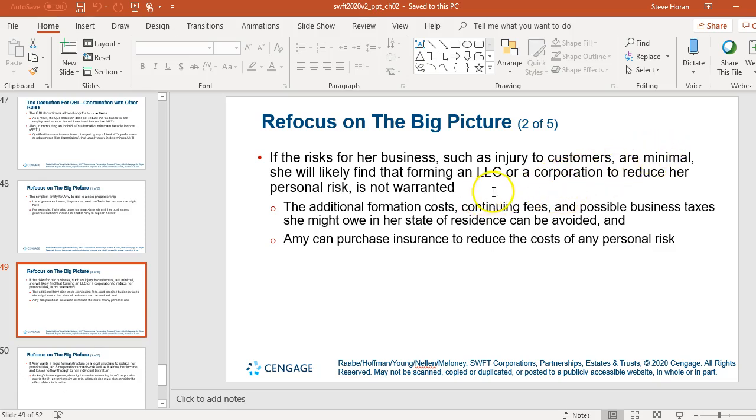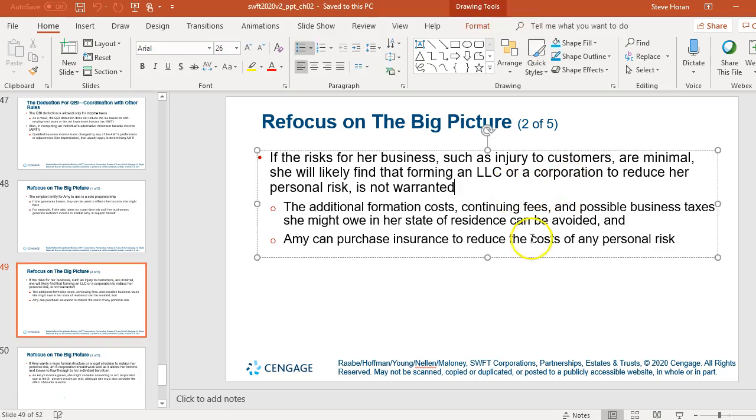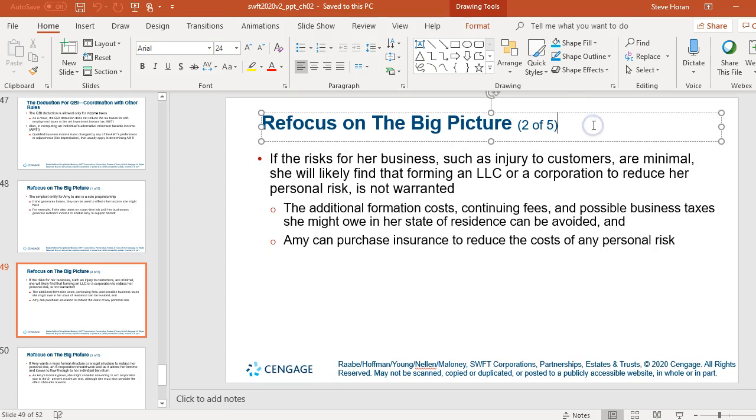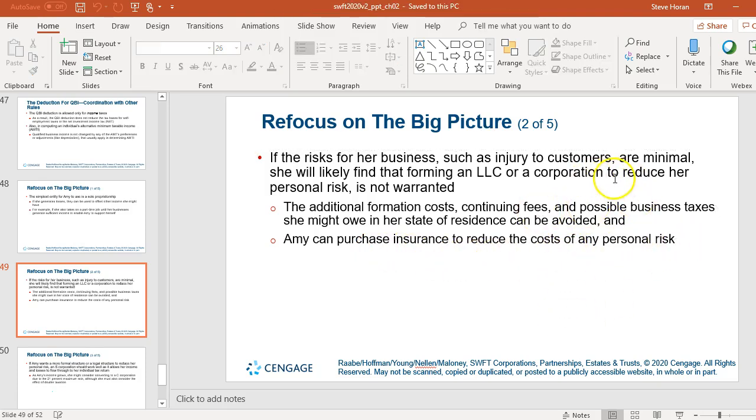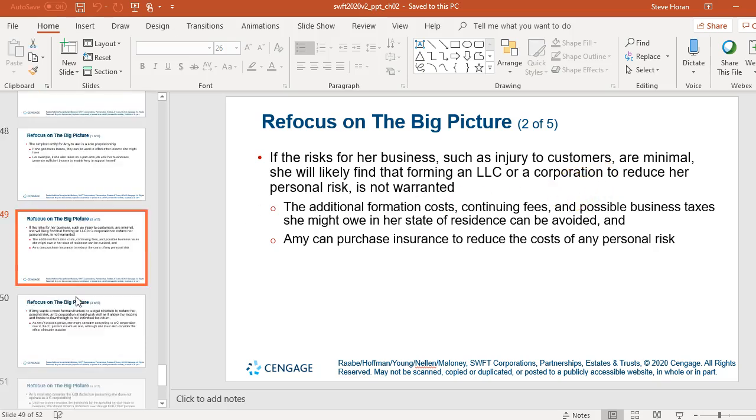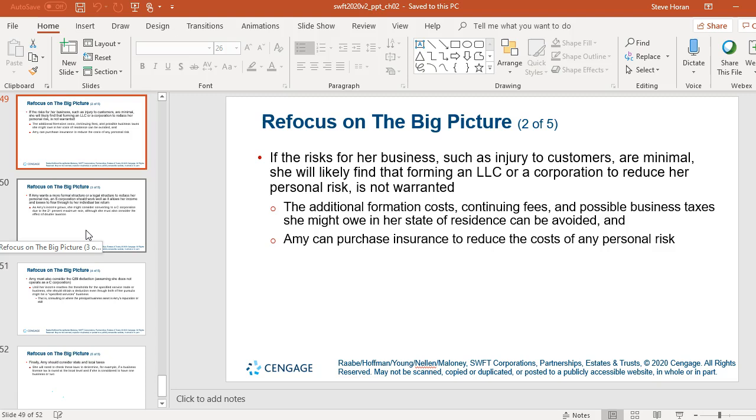So if she is doing coaching, possibly, but they really didn't talk much about coaching. They did mention she's going to use her social media platforms as an influencer. If she's going to be coaching, though, there might be a risk of injury for somebody she's coaching. In addition to formation costs, continuing fees, and possible business taxes you might owe her state of residence can be avoided, and Amy can purchase insurance to reduce the cost of any personal risk, which is what she should do. If she's going to be coaching somebody, she should have some kind of insurance to cover anybody getting injured while being coached.